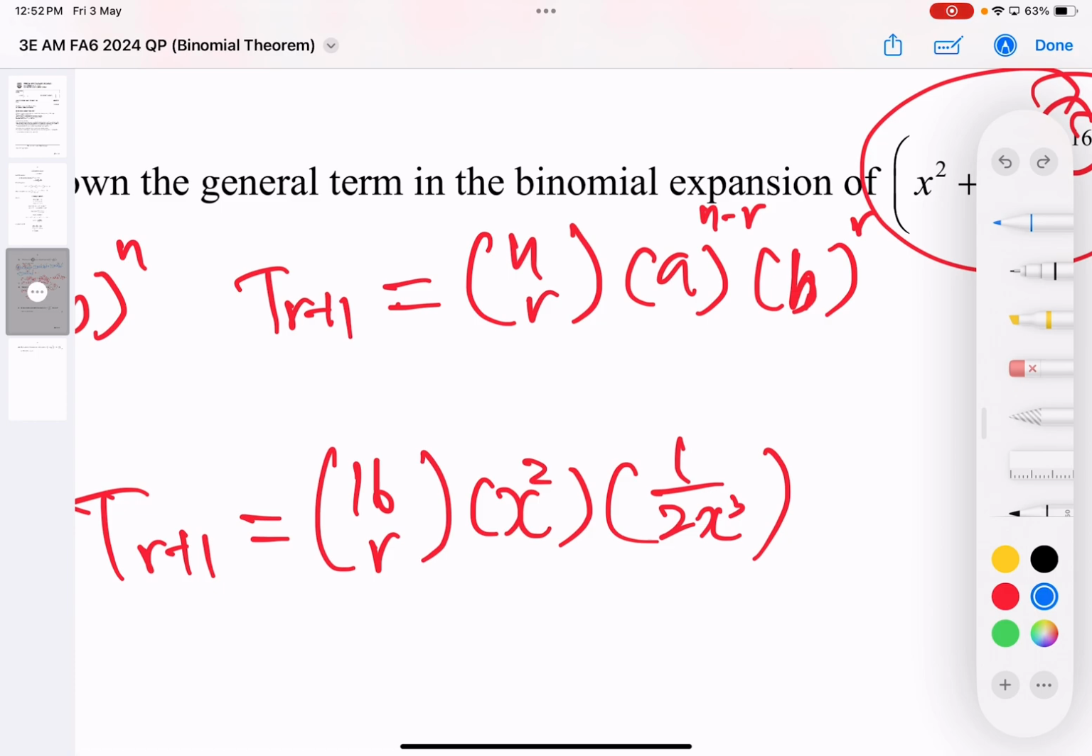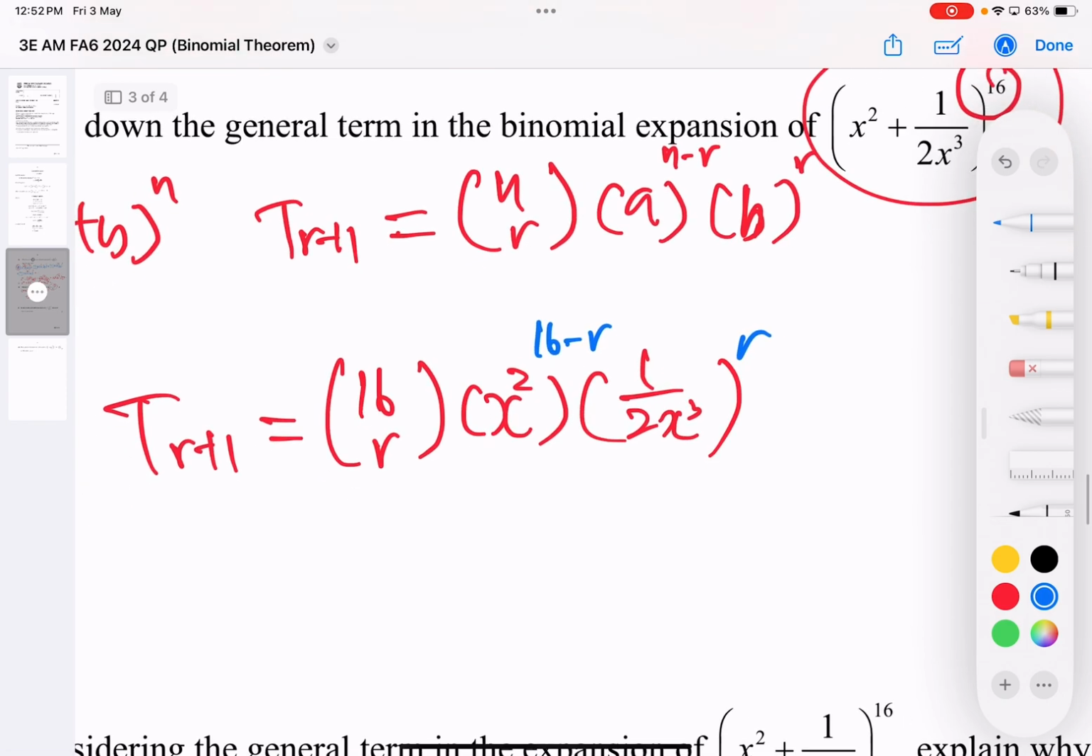N minus r, so it is what? 16 minus r. X squared to the power of 16 minus r. Right, you just take this minus this. Okay? Then what do I put here? I raise this to what power? Jordan, I raise this to what power? R. Correct.